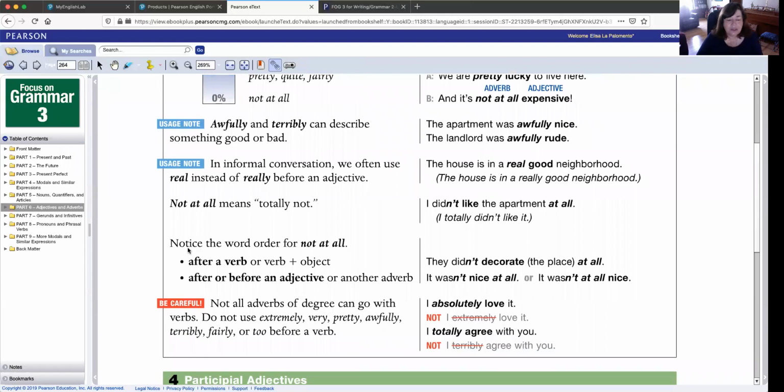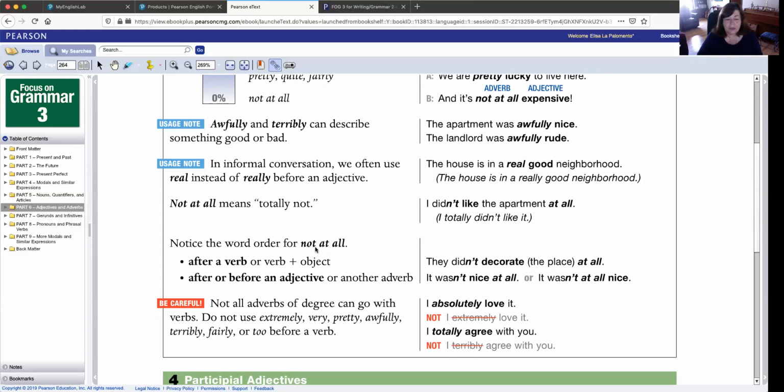And down here it tells you to notice the word order for not at all, meaning where do you put it? It goes after a verb, or a verb and an object, like this: they didn't decorate at all. Here it is after a verb, at the end. And you could also add the object in here: they didn't decorate the place at all. And at all comes after the verb, or after the verb and the object.